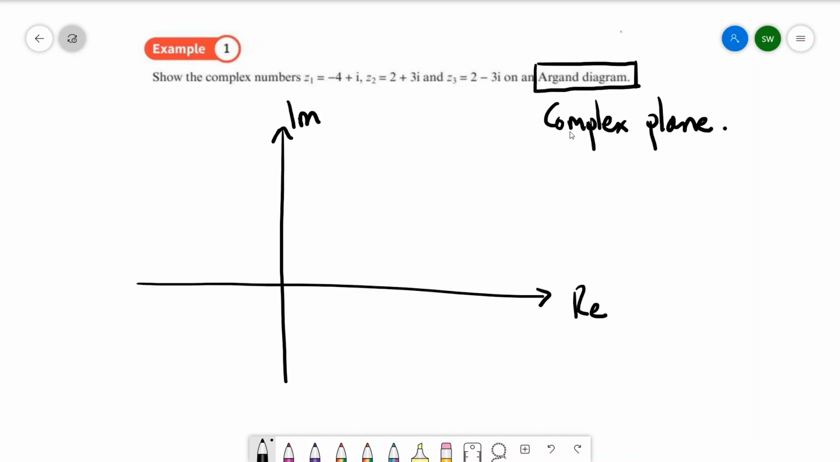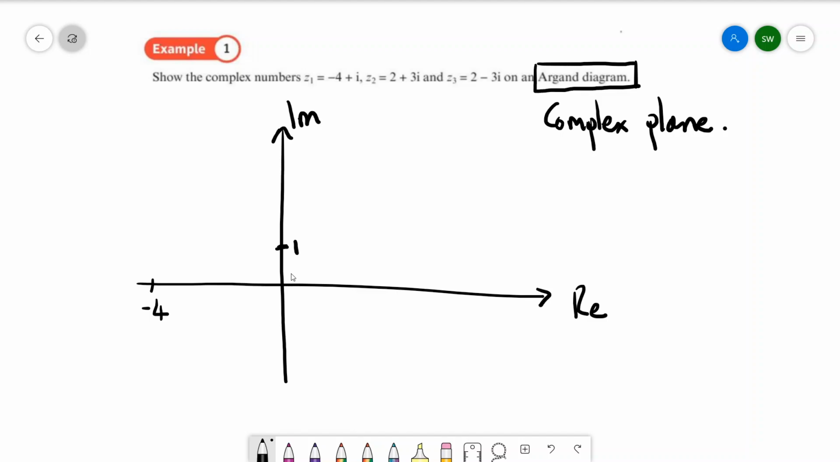A plane describes a two-dimensional object, and this is two-dimensional because you can go left and right and up and down. It's got horizontal and vertical dimensions. So let's plot these complex numbers on the diagram. So in an exam, when you need to plot a complex number, you just need to show the coordinates clearly. So we want to plot minus 4 plus i. So this complex number has real part minus 4. So we're going to go to minus 4 on the real axis, and we're going to go up by 1 to 1 on the imaginary axis.